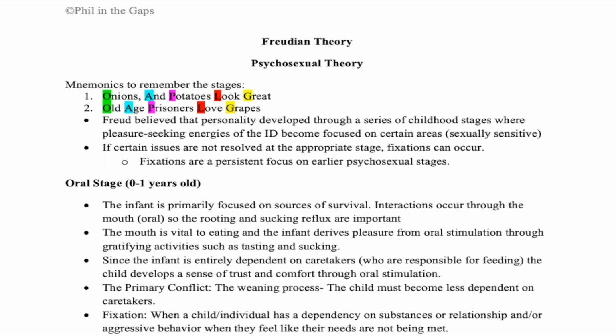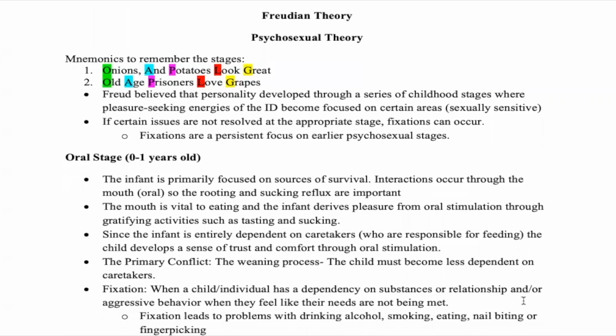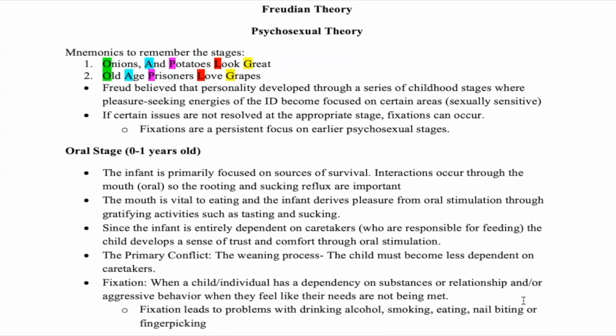And the only way that they can survive at this age is by eating. However, the primary conflict, and there's going to be primary conflicts for most of the stages, is going to be based on the weaning process. So the child must become less dependent on their caretakers over time. So a fixation occurs when the child or individual has a dependency on substances or relationships and or aggressive behavior when they feel like their needs are not being met.